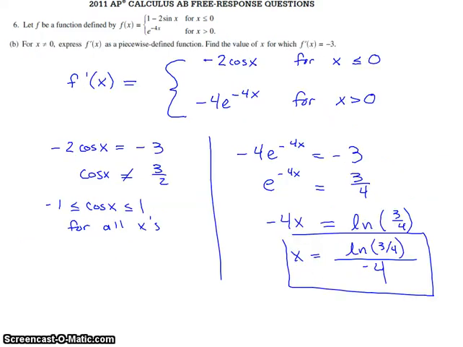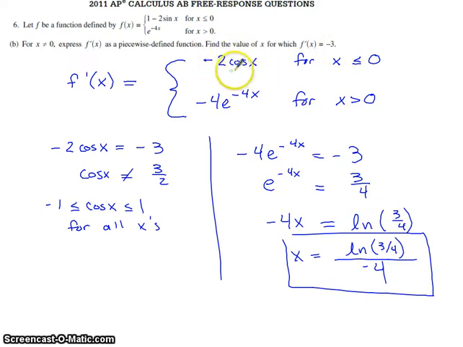In part B, they want us to find the derivative as a piecewise function, so I just left the intervals here alone, and I just took the derivative of each component. The derivative of the top component ends up being this, and then the derivative of the bottom component, using the chain rule, ends up being this. And then I wanted to figure out when this derivative was going to be equal to -3. So I wanted to first consider whether or not this could be equal to -3.